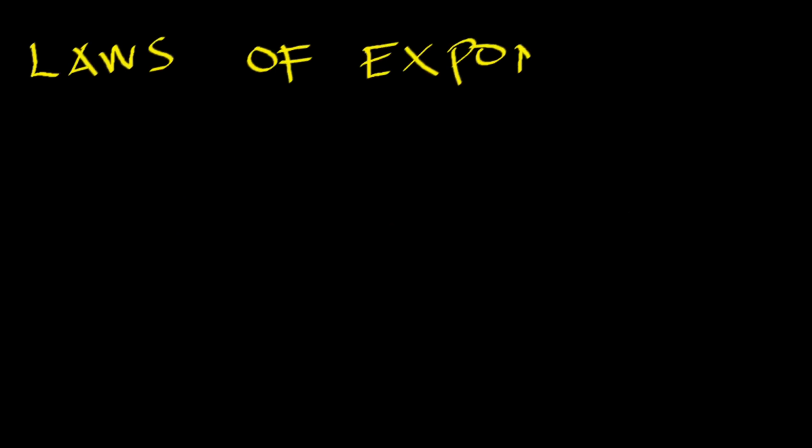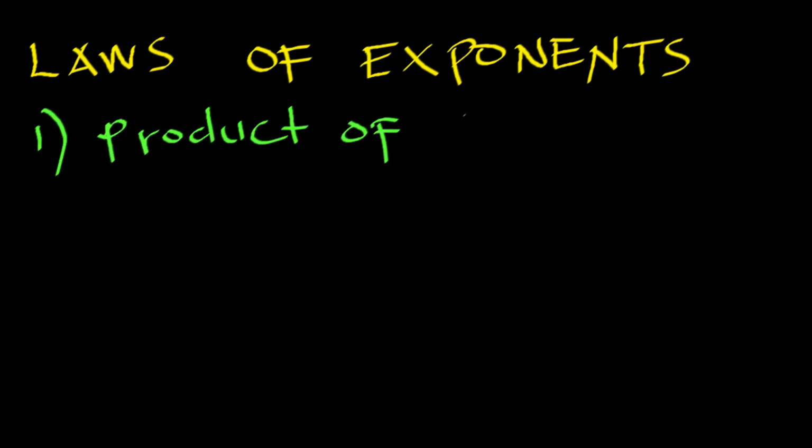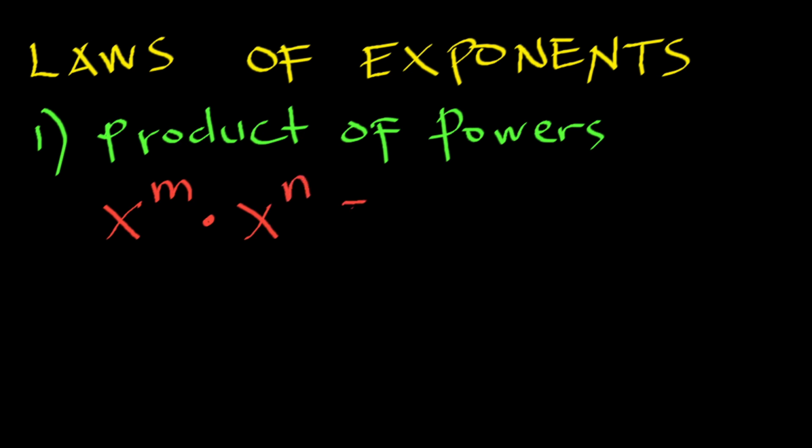Tulad na nabanggit ko kanina, magdi-discuss din tayo ng mga rules or laws of exponents. So first law is product of powers. We have x raised to m, which is multiplied by x raised to n. Meron tayong magkaparehong variable na magkaiba yung exponents. Ngayon, minumultiply natin silang dalawa. Always remember lang na kailangan lang natin i-add yung mga exponents ng same variable kapag minumultiply natin sila. So we have x raised to m plus n.